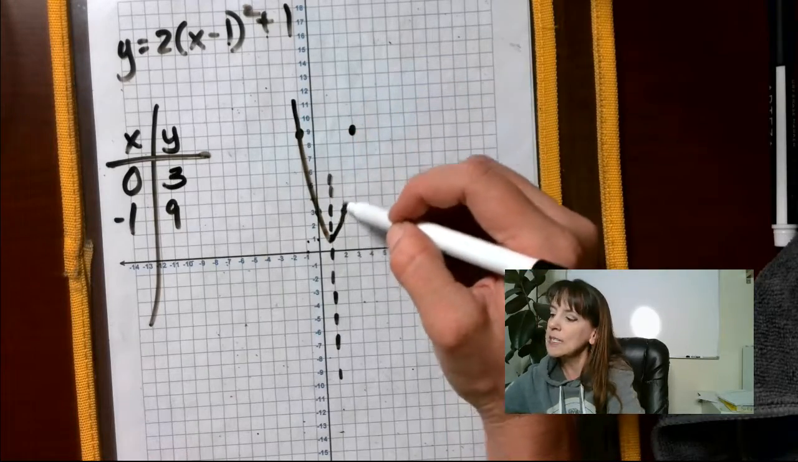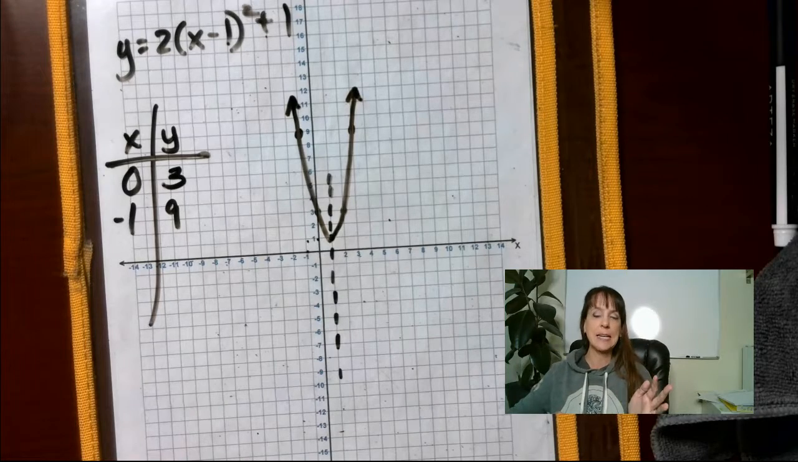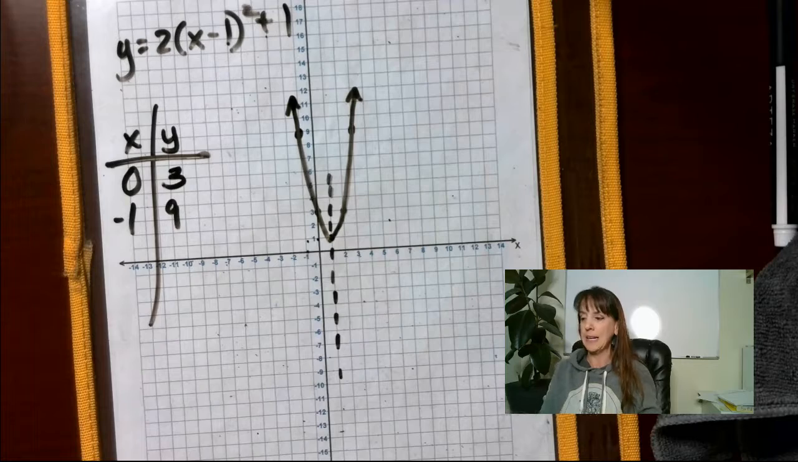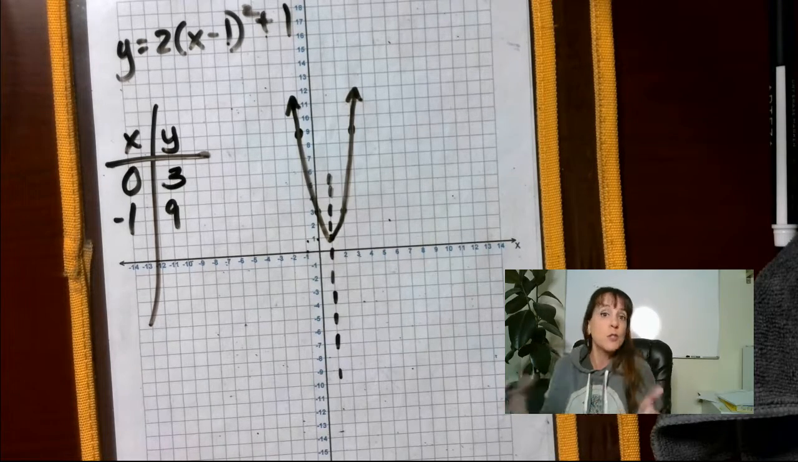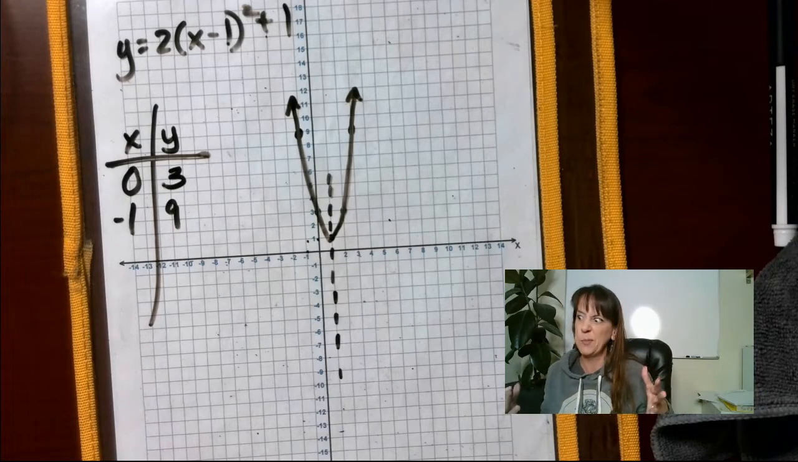Now, the reason why I taught you does it open up or down and is it fat or skinny is that's a check on you. You can look at that now and say, okay, yes, it's supposed to be skinny because it's greater than 1 and it's supposed to be opening up. So this is you just double checking your work, right? And looking for those patterns that can kind of help you.